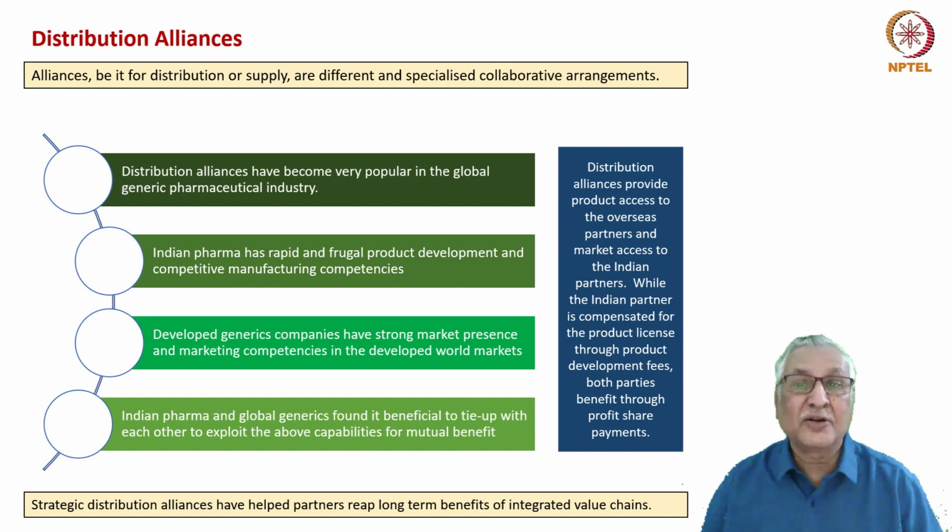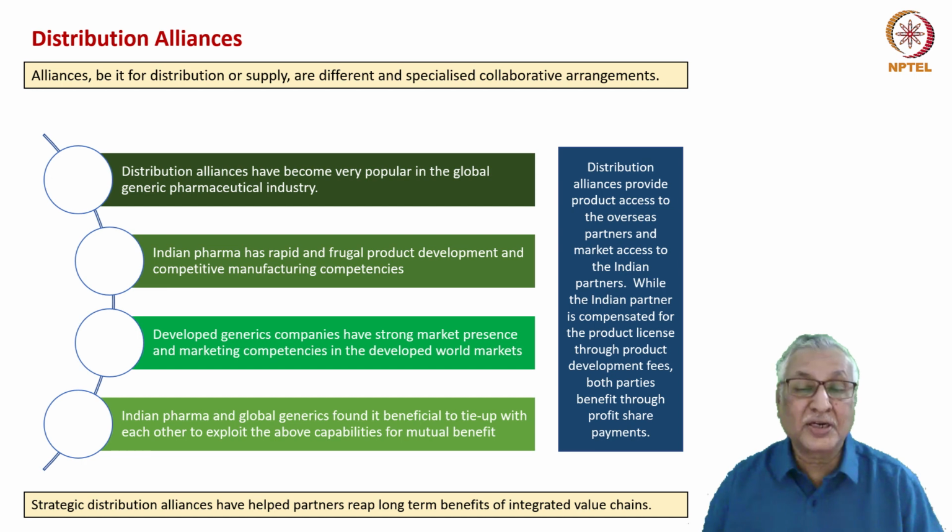Distribution alliances are different and specialized collaborative arrangements. Distribution alliances have become very popular in the global generic pharmaceutical industry. The Indian pharmaceutical industry is known as the pharmaceutical capital of the world. One of the reasons why this industry has earned this credit is its rapid and frugal product development and competitive manufacturing competencies. Indian pharma doesn't have the same level of resource base and expertise in marketing the products which are well developed and well manufactured by the industry in India.